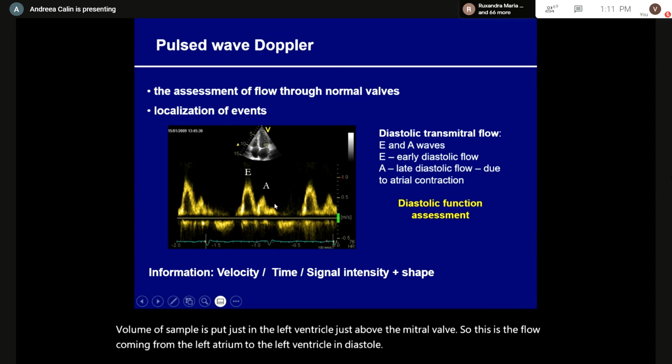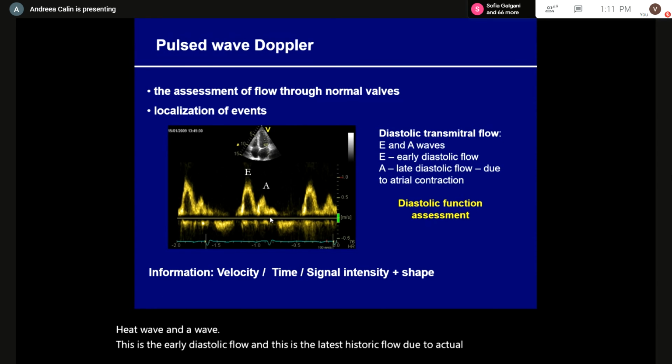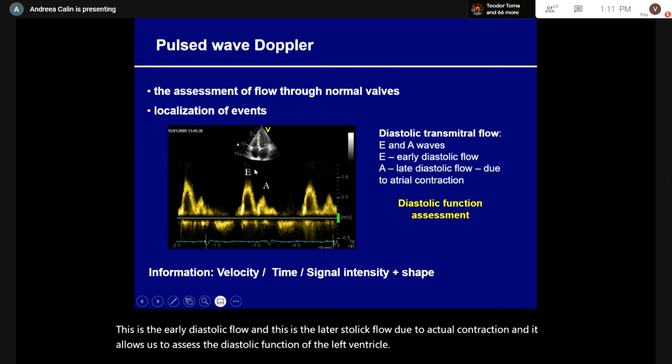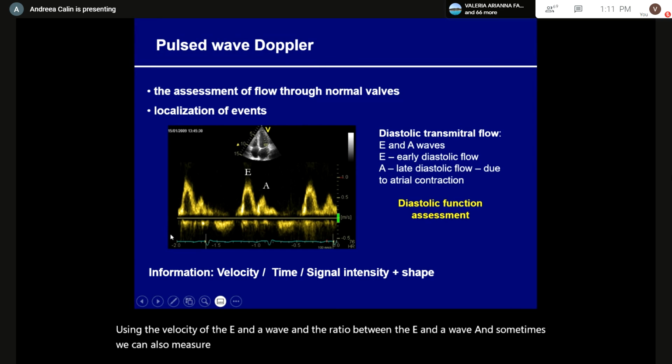It has two distinct waves, the E wave and the A wave. This is the early diastolic flow, and this is the late diastolic flow due to atrial contraction. And it allows us to assess the diastolic function of the left ventricle using the velocity of the E and the A wave and the ratio between the E and the A wave. And sometimes we can also measure the duration of this A wave.